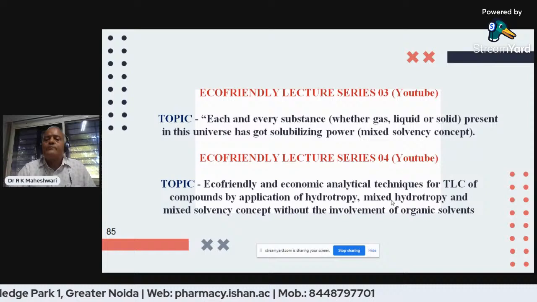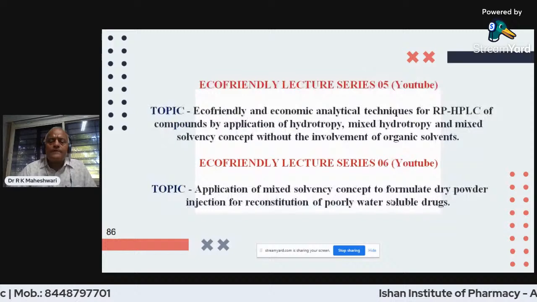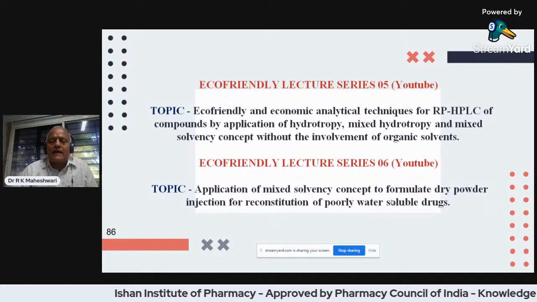If we put the word 04, so this is for TLC of compounds. Number 5 is for our reverse phase HPLC. Number 6 is for dry powder injection for reconstitution. Number 7 is for making innumerable eutectic liquids.